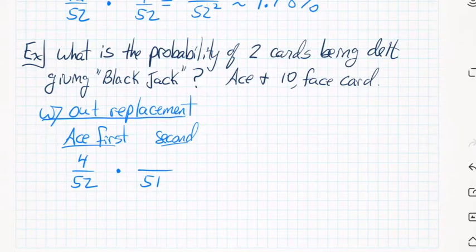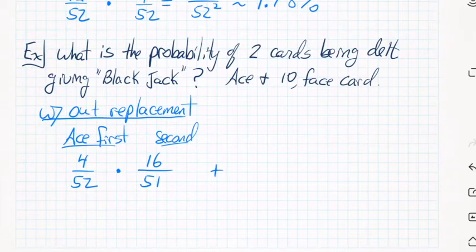If we have an or, that means we're going to add them together because it's a face card or a 10. So that's a total of 16. So it's 16 possible cards for the second one. So that would be the probability of an ace first and the other card second.